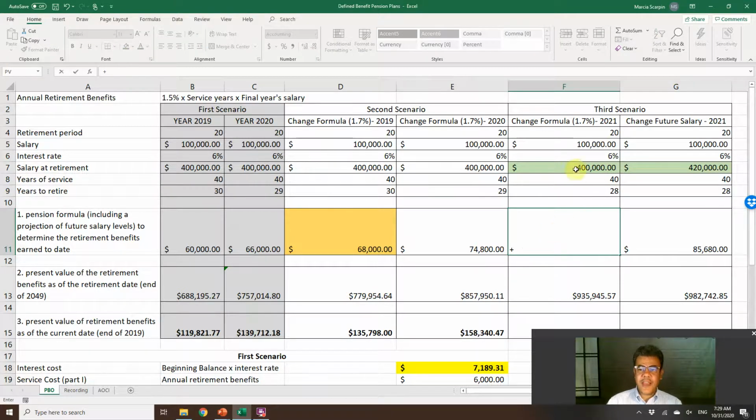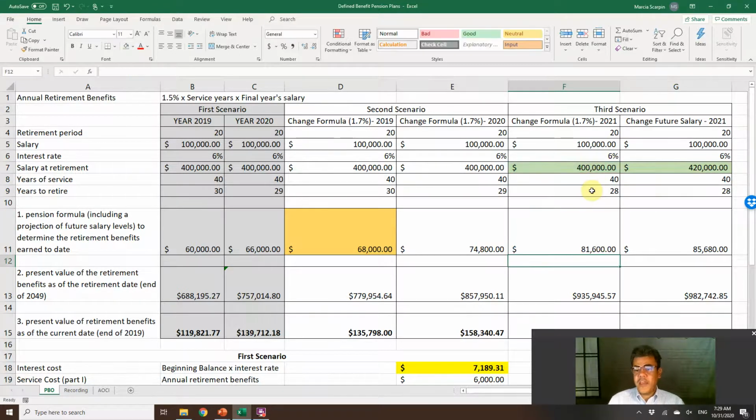Salary at retirement times 1.7% times years. How many years is he working for us? 40 less 28. So it is 81.6. Present value at the retirement.